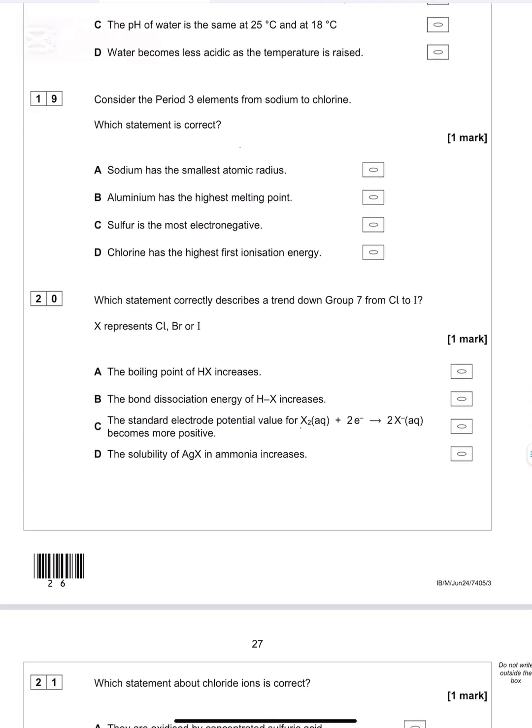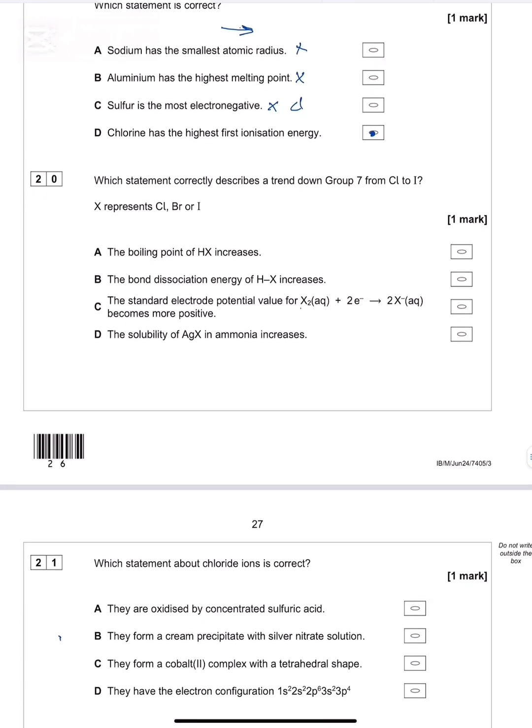Consider the three elements from sodium to chlorine. Which statement is correct? Sodium has the smallest atomic radius. Of course, this is incorrect because the atomic radius decreases as we go to the right. Aluminum has the highest melting point. This is also incorrect because we have silicon. Sulfur is the most electronegative. This is wrong because chlorine is the most electronegative. Chlorine has the highest first ionization energy. Yes, that's the right answer.